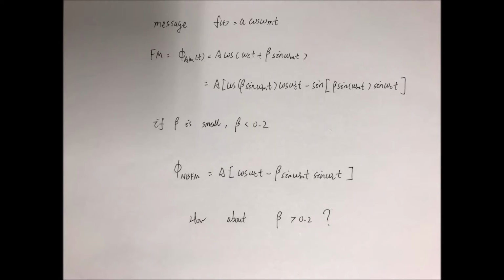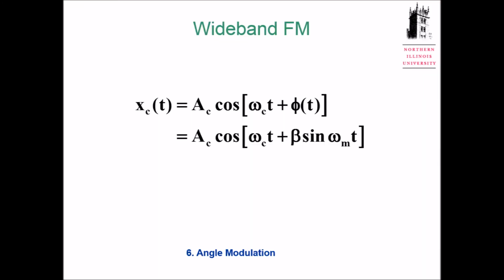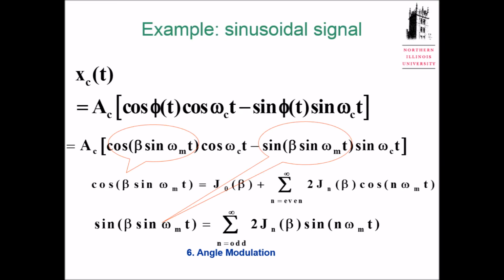So this equation is this one, right? Before we explained it: cosine of one angle plus another one. So we have cosine 1 and cosine another one, minus sine 1 times sine another one. Okay, so here, cosine beta sine omega m of t, when beta is not a small number, it is no longer close to 1.